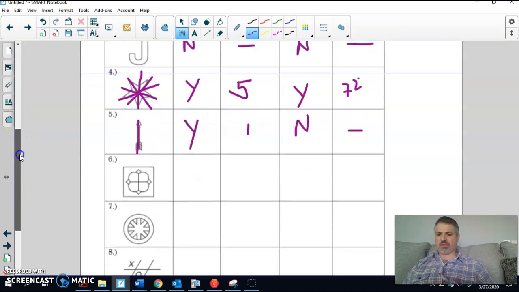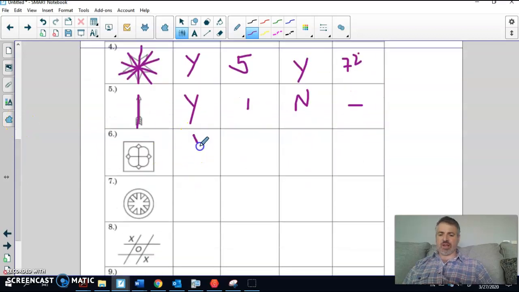This tile down here, definitely see some line symmetry. How many lines do I have? So let's see, I got 1, 2. So this would also be symmetric, and so would this. So that one's got 4 lines of symmetry. Rotational symmetry, definitely has that.